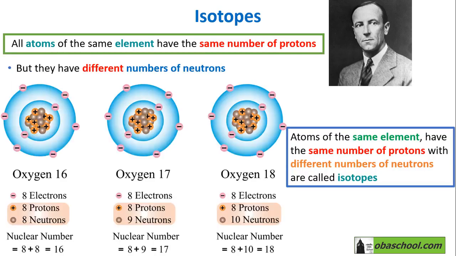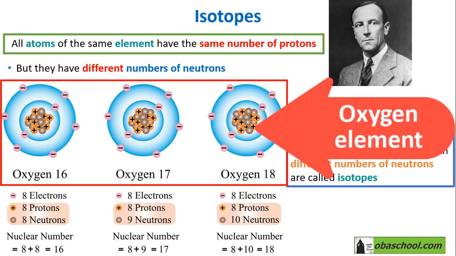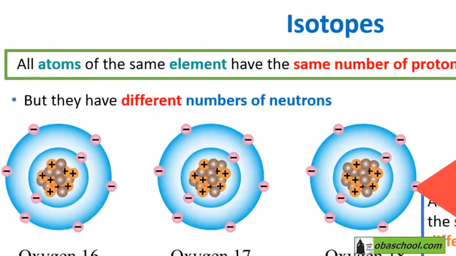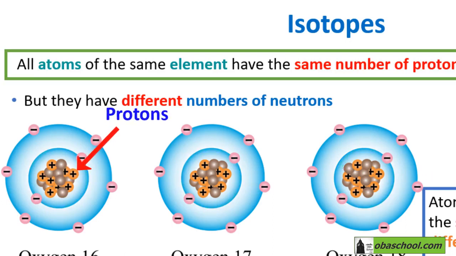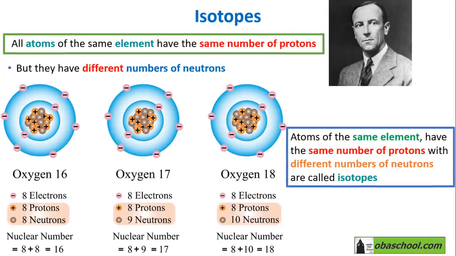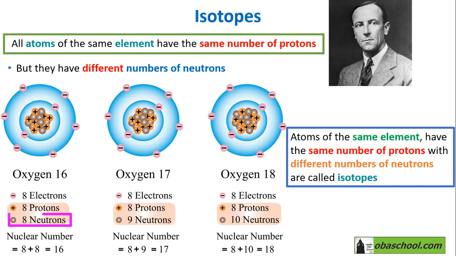Like the example here, we have 3 oxygen atoms and they all belong to the oxygen element. However, if you look here, in the middle of each of these atoms, we have the orange circles which represent the number of protons, and we have the gray circles which represent the neutrons. If we compare the number of protons of the 3 of them, we will find that they all have 8 protons. However, the first one has 8 neutrons, the second has 9 neutrons, and the third has 10 neutrons.